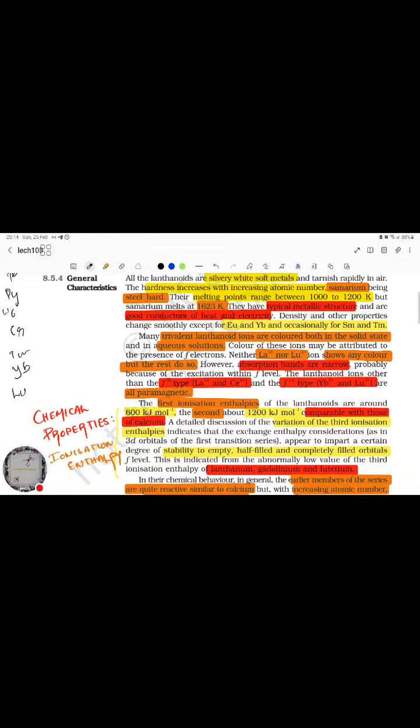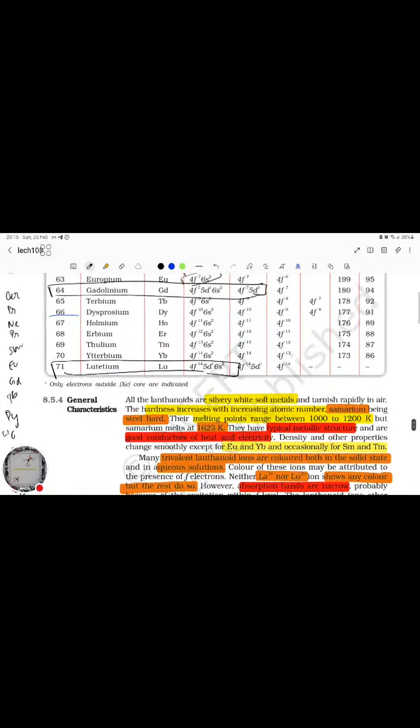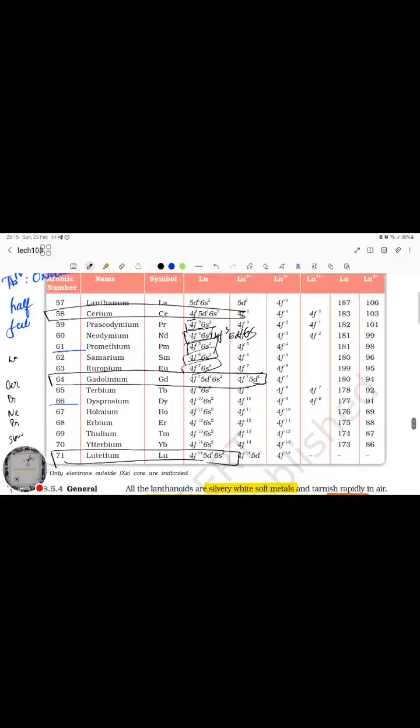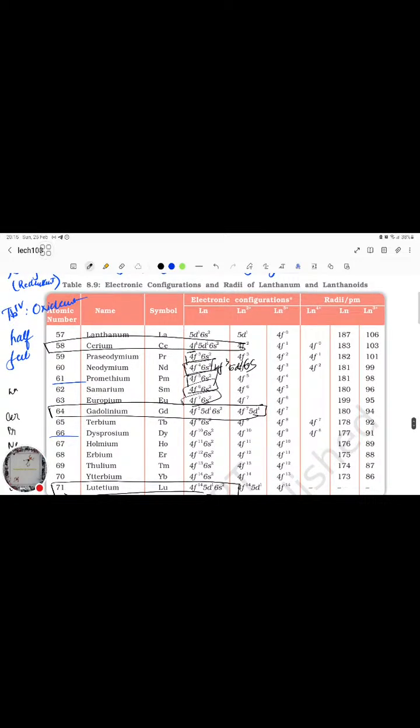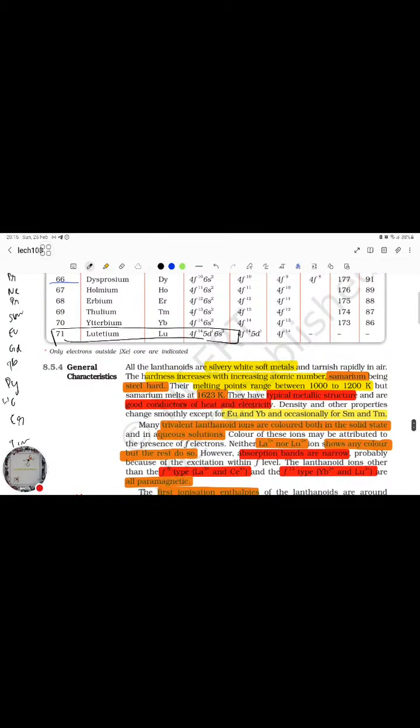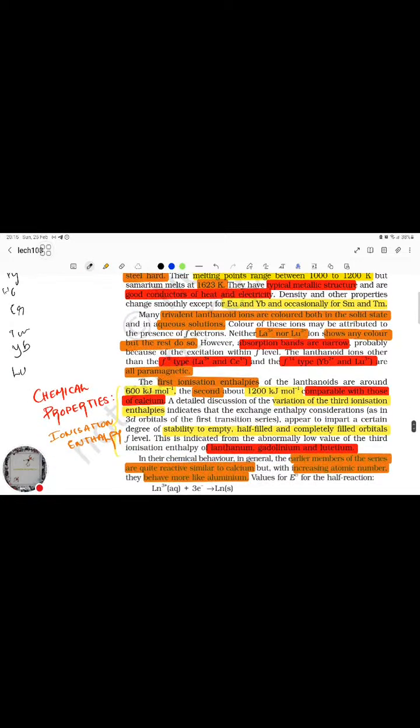So why is it so? Due to the presence of f electrons, neither lanthanum 3+ nor lutetium 3+ shows any color, but the rest do so. Okay, fine. What they're trying to say is that lanthanum 3+ and lutetium 3+ will not show any color due to the absence of f electrons for excitation, but the rest do show color because they have electrons for excitation and de-excitation. And okay, fine.